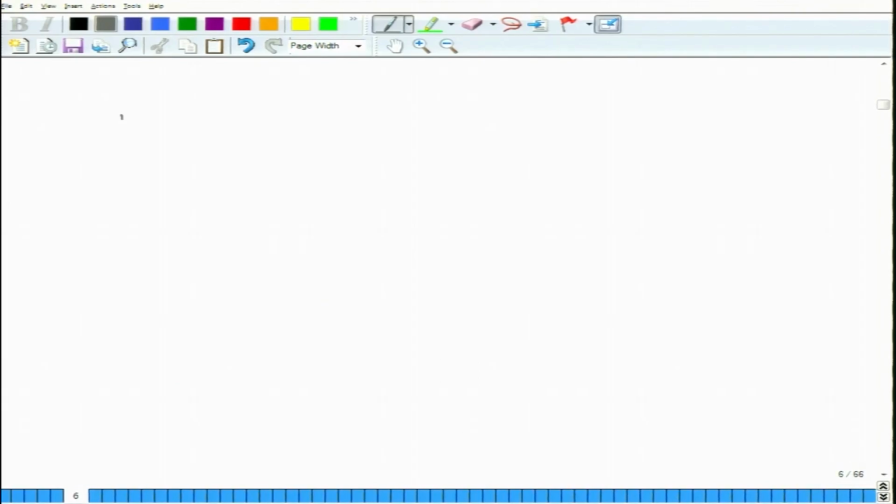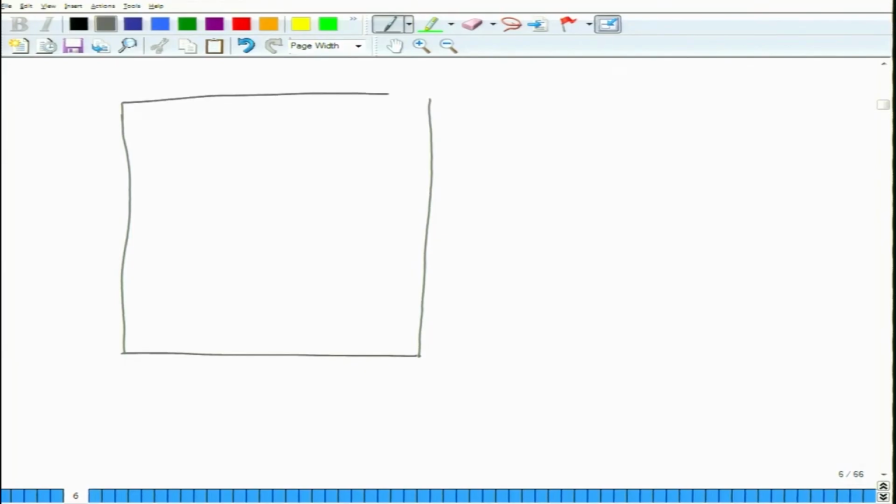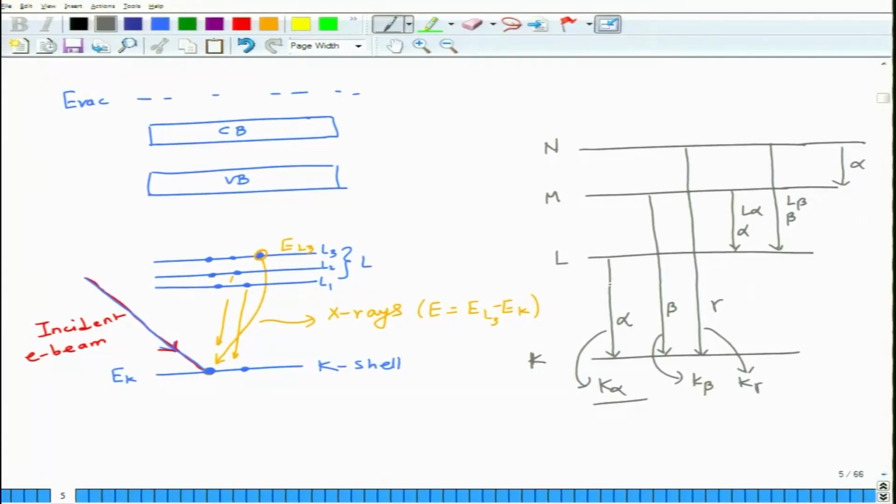So, when you now bombard, okay. Within this alpha you can also have alpha 1, alpha 2, alpha 3, because L is made up of 3 sublevels, L1, L2, L3. From here you can have the transition from the lowest one will be alpha 1, the next lowest will be alpha 2, and so on and so forth. So you can have these various transitions, alpha 1 and alpha 2.